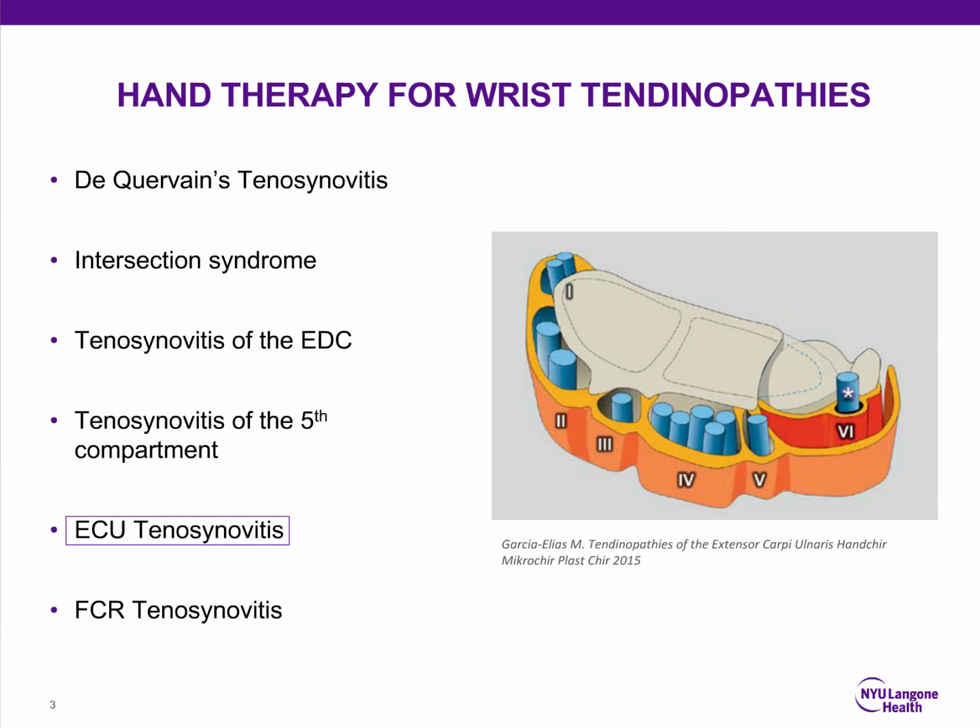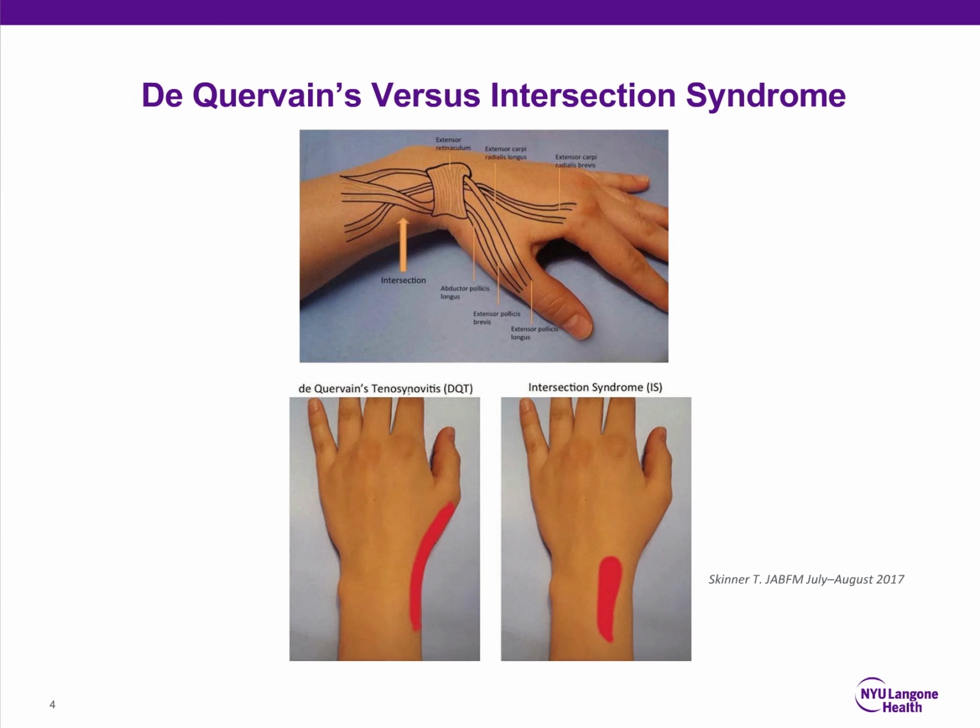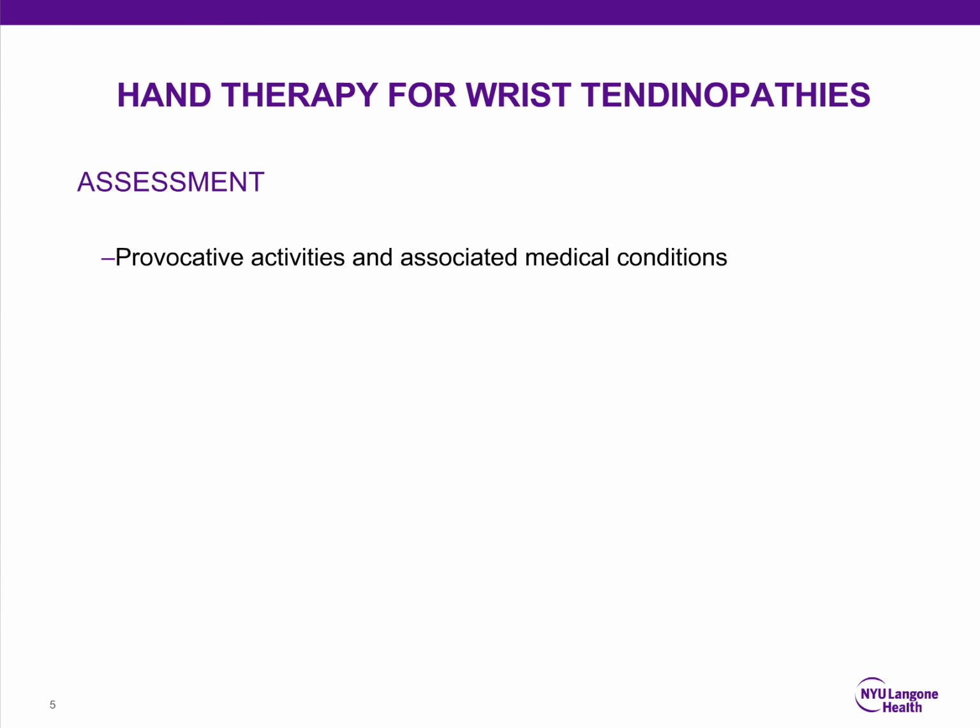ECU tenosynovitis, I just put it in a square because it can also be a source of wrist, ulnar-sided wrist pain, and on the volar side we have the FCR and the FCU tendonitis. He went over this, so I'm not going to repeat anything about this.